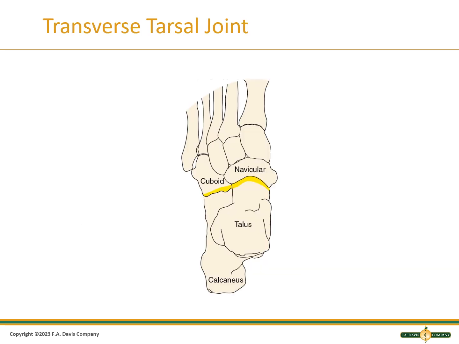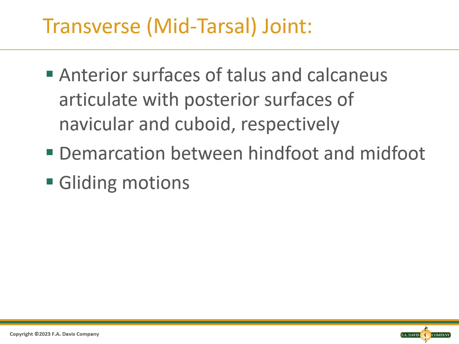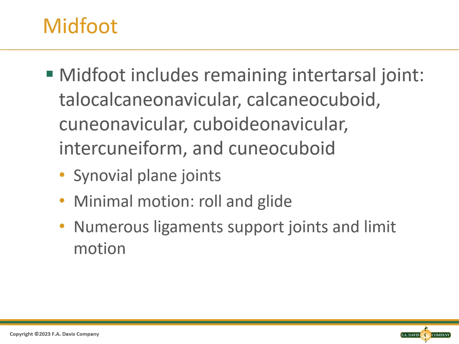All right, the transverse tarsal joint is going to separate the hind foot from the midfoot, and that's going to go here, showing where my talus and calcaneus are going to articulate with my cuboid and my navicular. The anterior surface of the talus and calcaneus articulate with the posterior surfaces of the navicular and the cuboid, respectively. The demarcation between the hind foot and the midfoot, and they experience gliding motions at this joint.